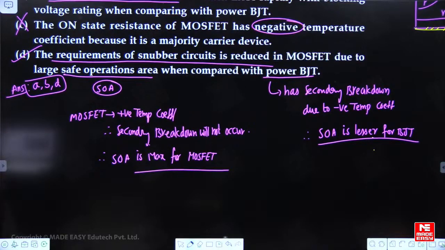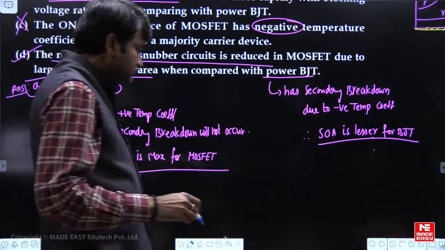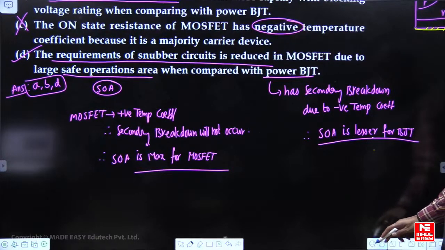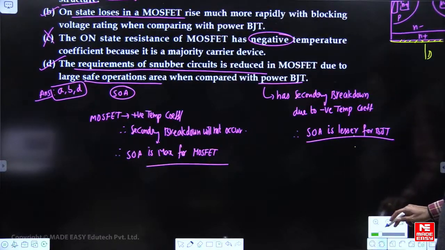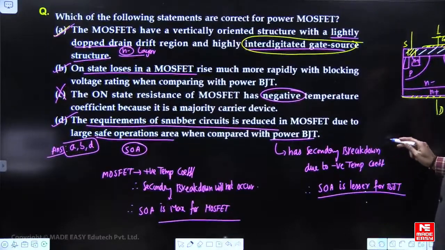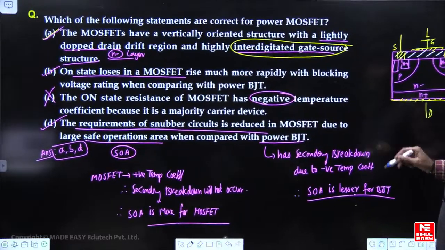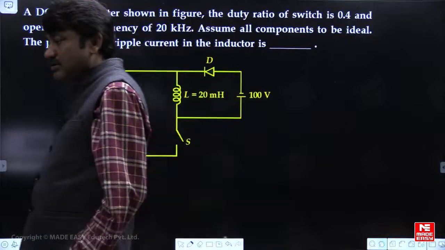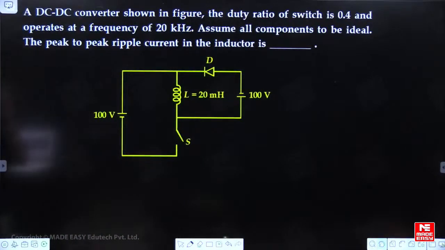Okay, is it fine? Yeah, okay. So I hope everything is clear to you. The next question. Yeah, go through this question. Dear students, please go through this question.